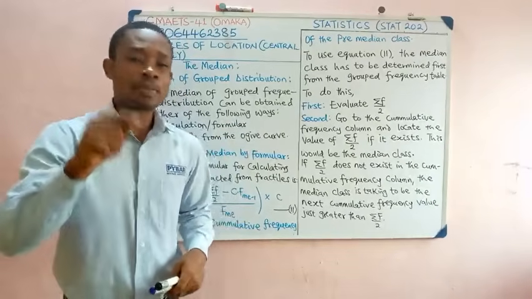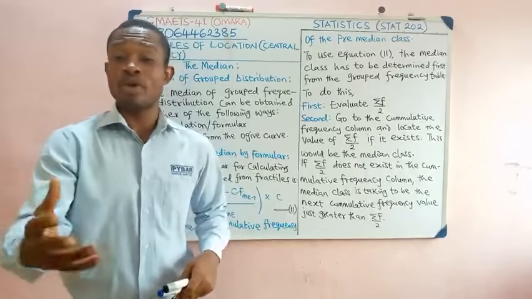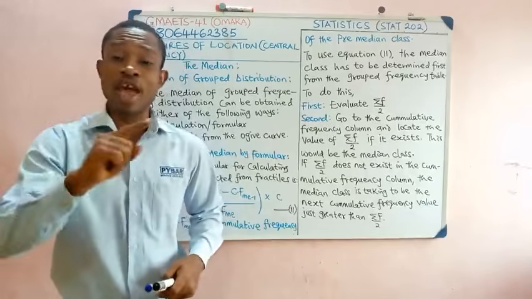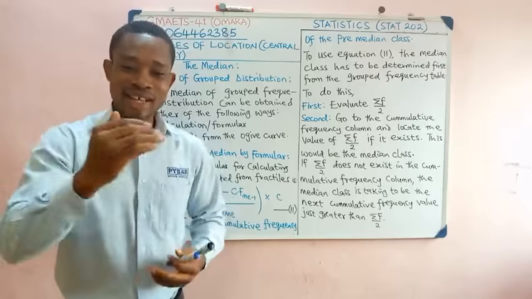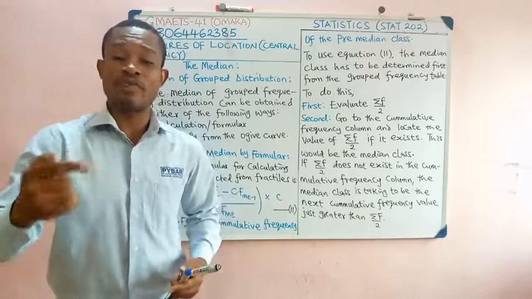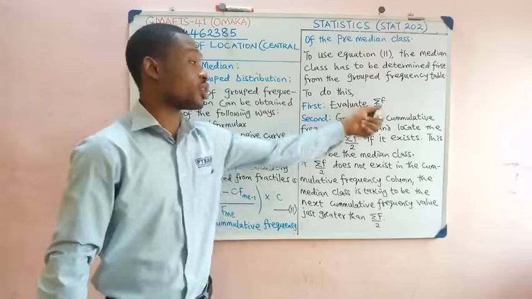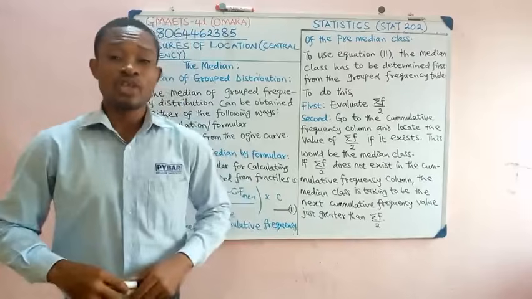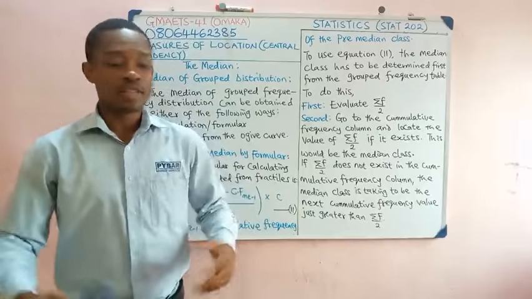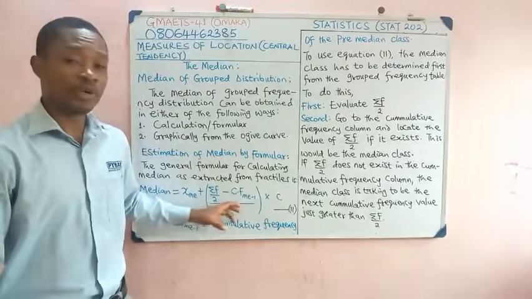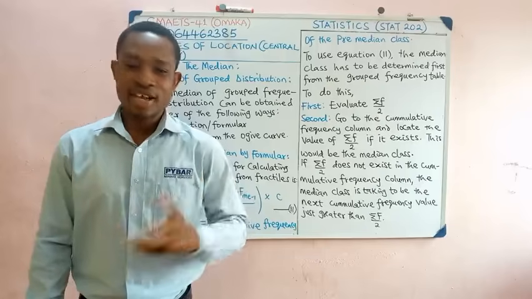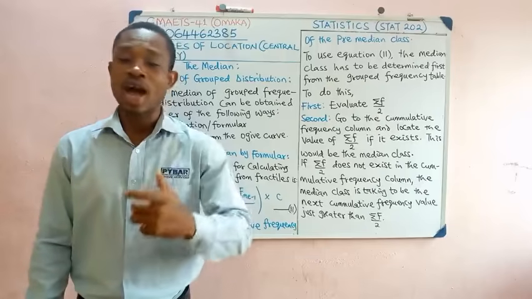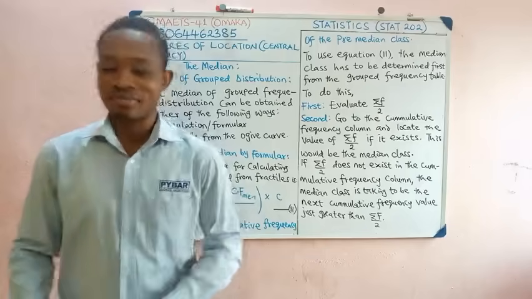If that value is there in the cumulative frequency column, then that row will become your median class. But suppose I'm going to your cumulative frequency column, you check for the value of summation f over 2, and that value is not exactly there. Then take the next cumulative frequency value that is just greater than the value of summation f over 2. That would be your median class. Then you can pick out the necessary data, include into this equation 11, and solve for the median. In the next video, we're going to take questions and see how we apply this formula.